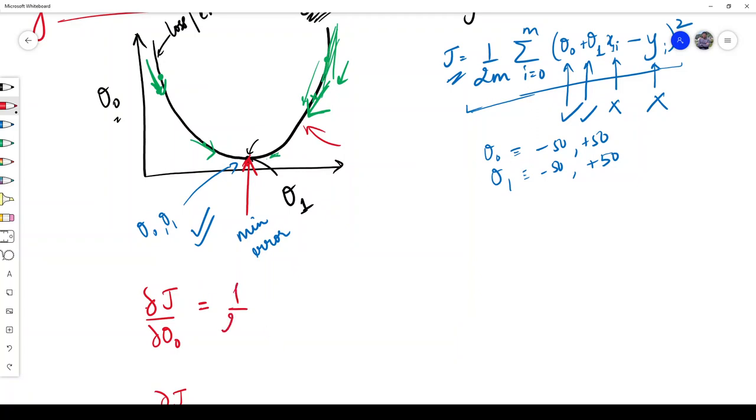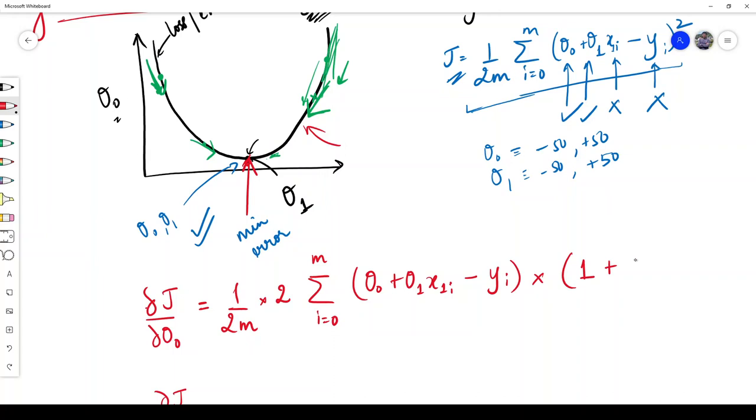So 1 by 2m is a constant, so it just stays outside, and the summation also will stay outside. As you can see, that's a square. So the 2 comes down because of the differentiation rule. The summation stays. And because it's a square, it's initially the same thing at first, multiplied by the differentiation of this with respect to theta naught. If you're differentiating with respect to theta naught, everything else becomes a constant. So this becomes 1. Since everything else is a constant, this becomes 0. And this is minus, and this also becomes a 0.